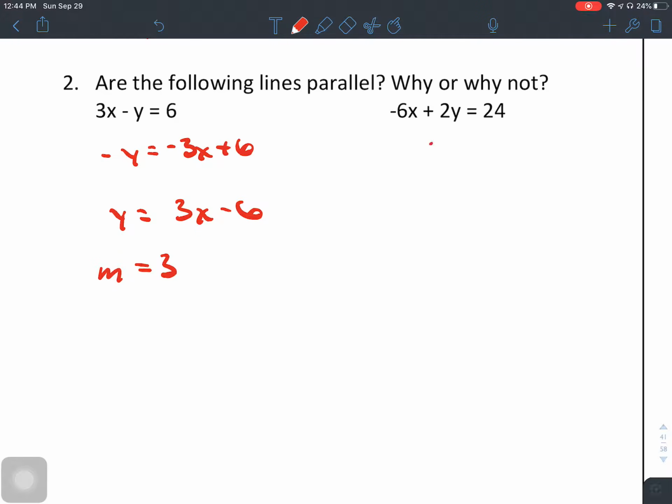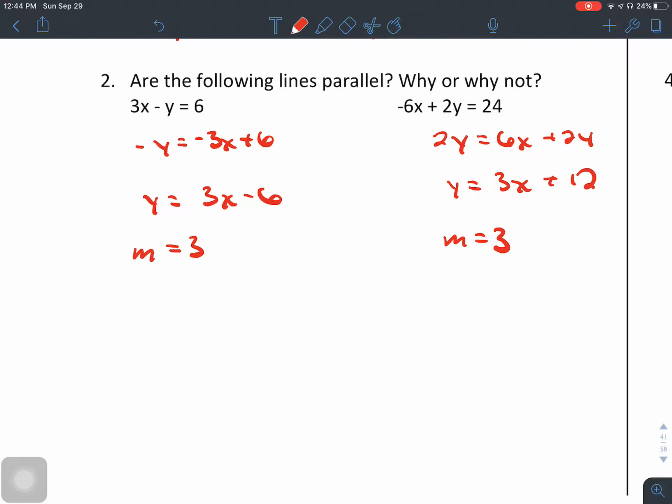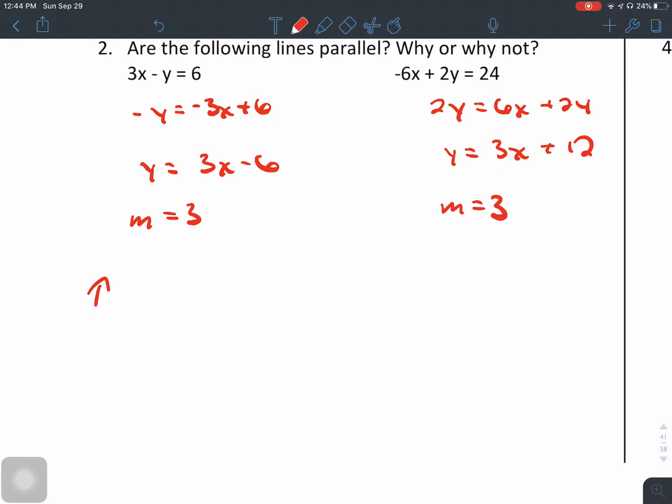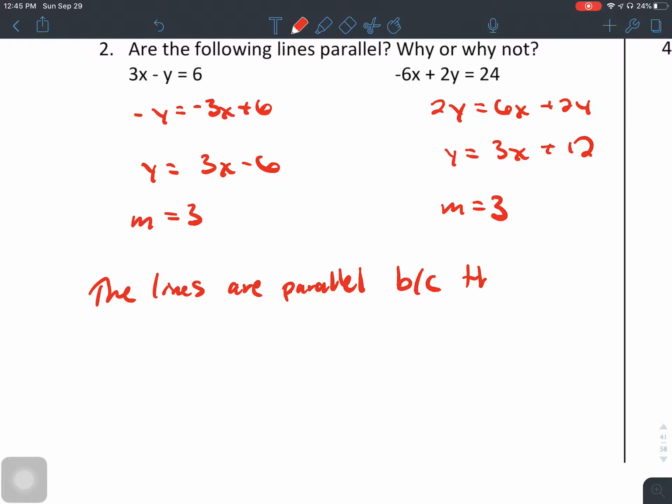This next one, if we were to add 6x to both sides and divide both sides by 2, both sides meaning each term, we would find that this line also has a slope of 3. Are the following lines parallel? The lines are parallel. It says why or why not? Because they have the same slope.